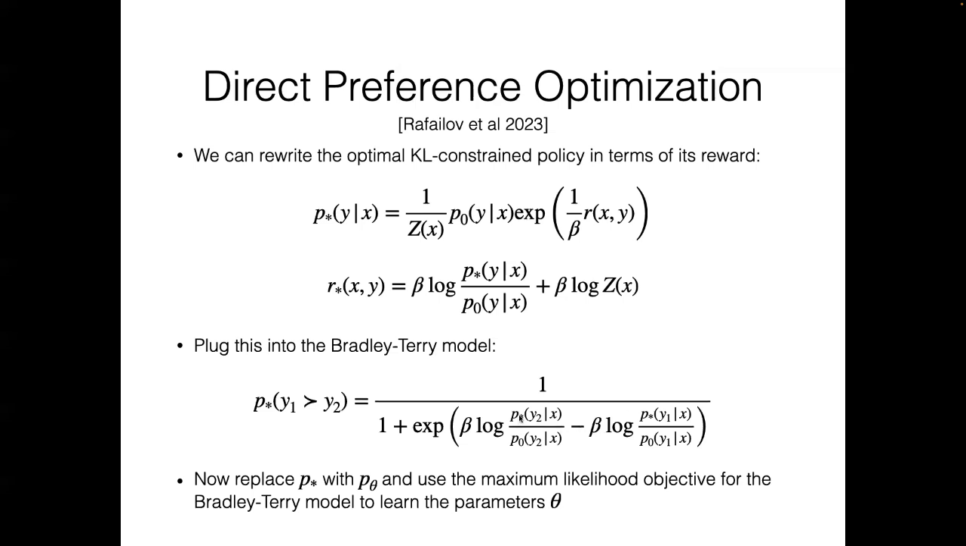Now we could replace this pi star with some model that we want to learn. And then if we hold everything else fixed, we could try to maximize the likelihood by adjusting the parameters of this model. And at least at the optimum, if we solve this, then we will have recovered this optimal model or optimal policy. So it's a kind of clever argument. And that's the basic idea behind this method called DPO.